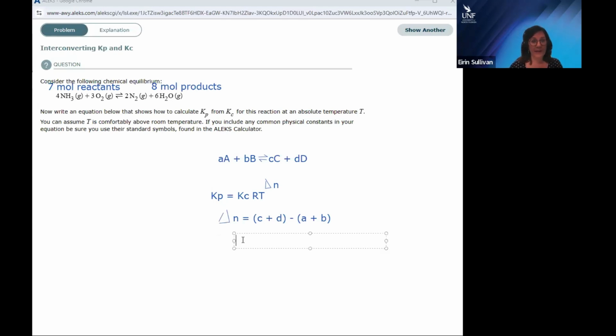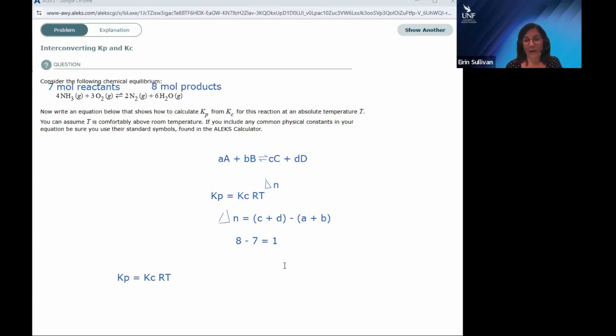So delta n is going to be c plus d, so that's going to be 8 moles minus a plus b, which is 7 moles. 8 minus 7 is just going to be 1. So delta n is going to be 1 in this case. Now we can substitute delta n equals 1 into my Kp expression. So Kp is Kc times RT to the power of 1, which is just Kc times RT. So that's all you're going to do for this kind of question.